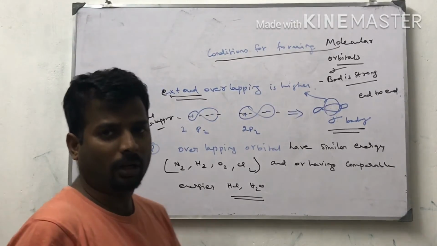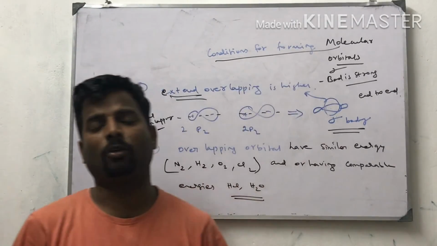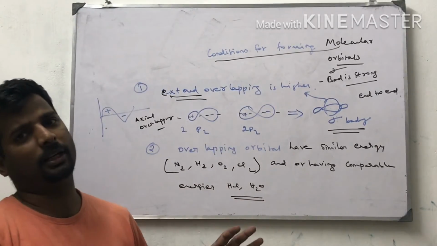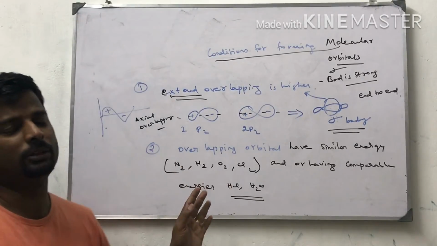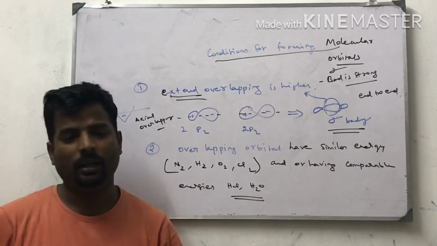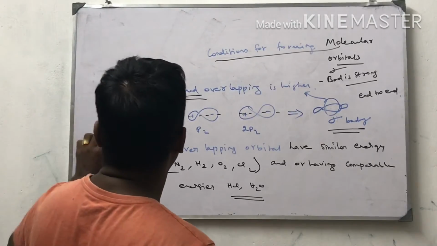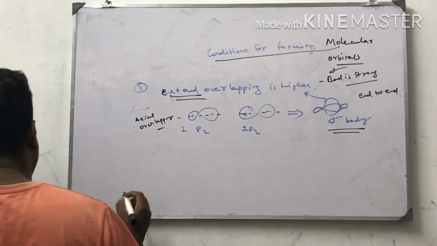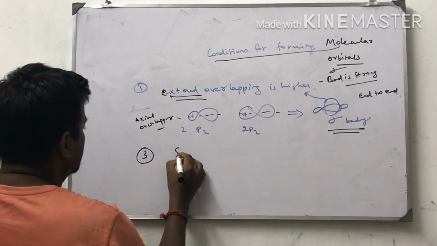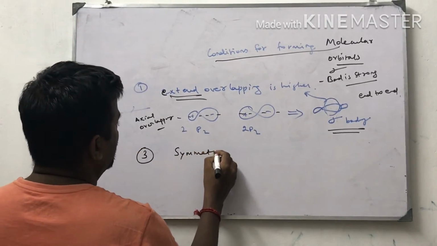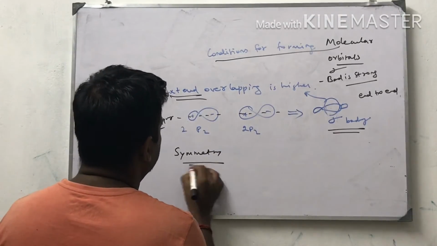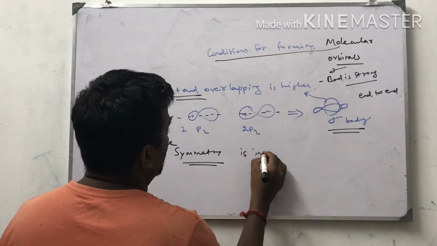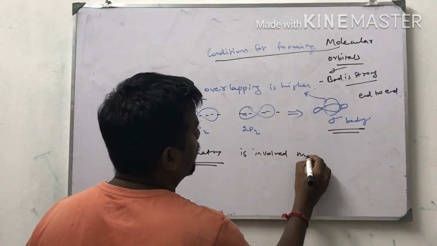The overlapping orbitals have similar energy, like homonuclear diatomic molecules have similar energies, and comparable energy means heteronuclear diatomic molecules, where the energy difference is small. That type of molecules, that is the second condition for formation of molecular orbital. The third condition is symmetry. For example, the same symmetry is involved for molecular orbitals.